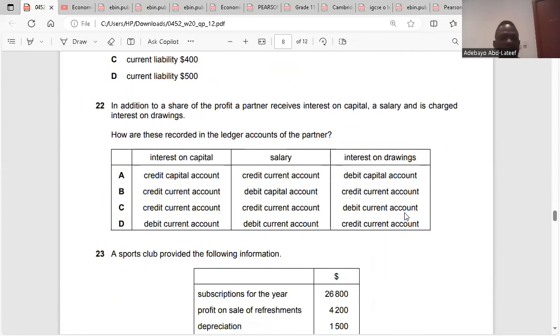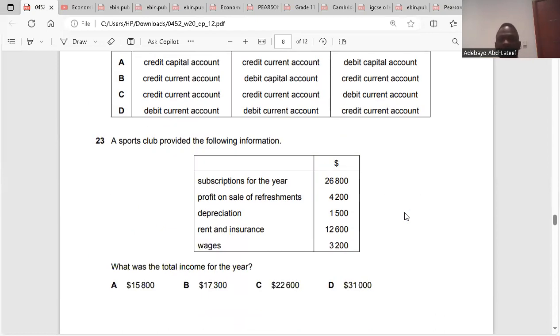22. In addition to share of profit, a partner receives interest on capital, salary, and is charged interest on drawings. In your current account, you're going to credit your current account for interest on capital. You're going to credit your current account for salary. You're going to debit your current account for interest on drawings. So it is C. Clear? Yeah. Done, right? Yeah. Okay, 23.